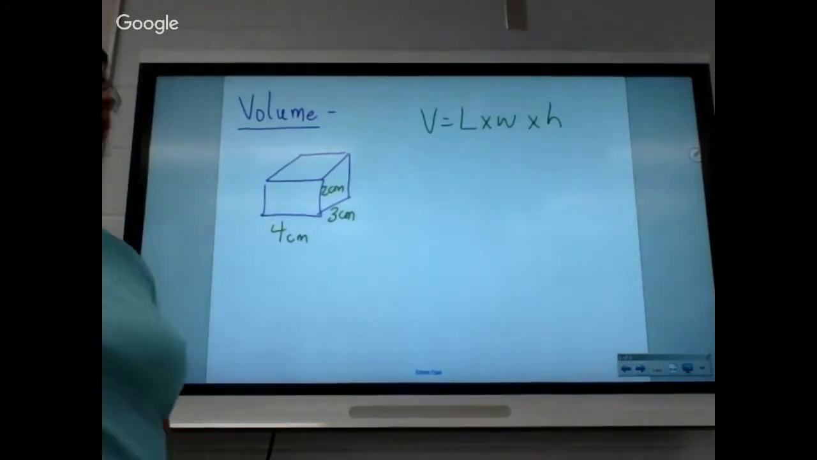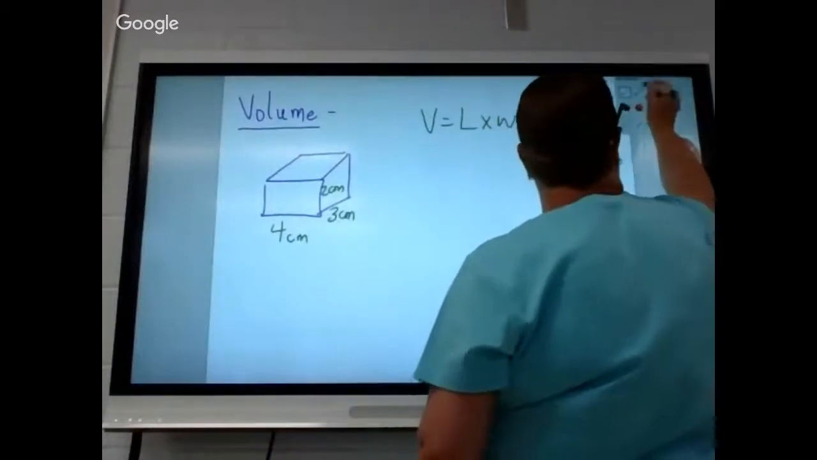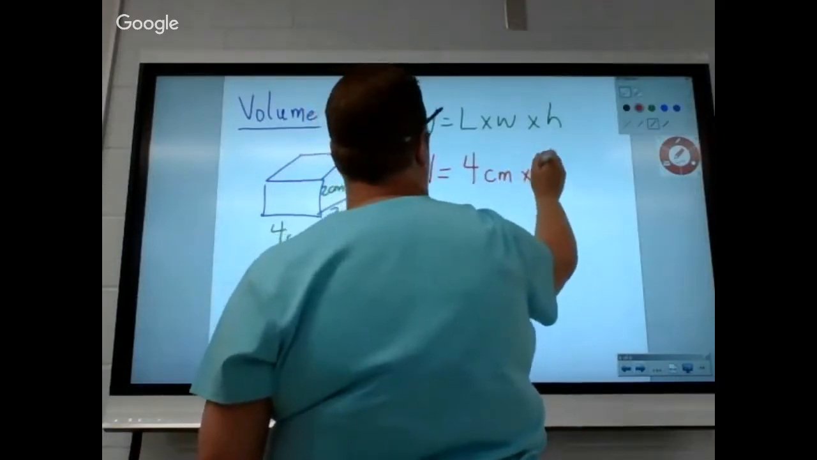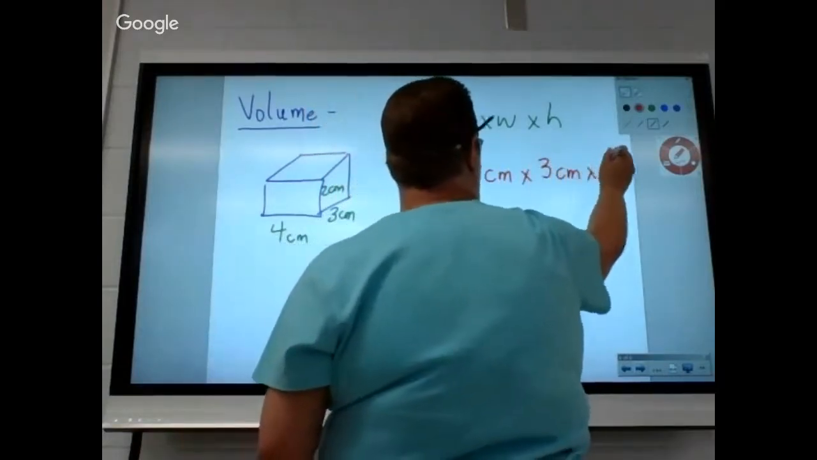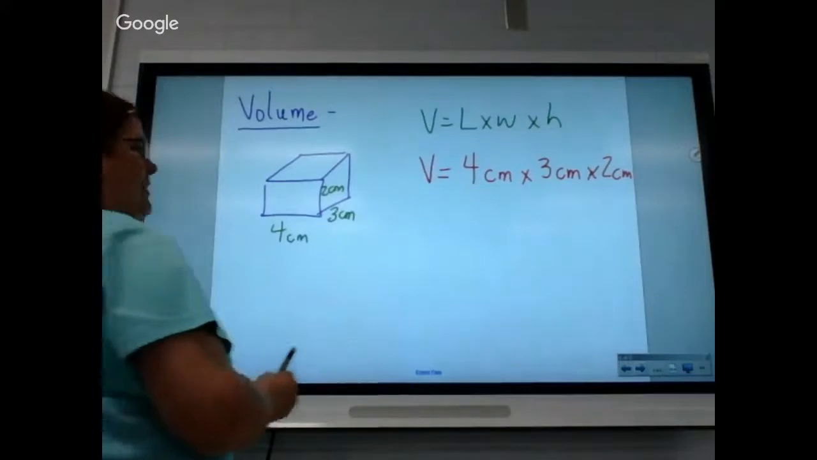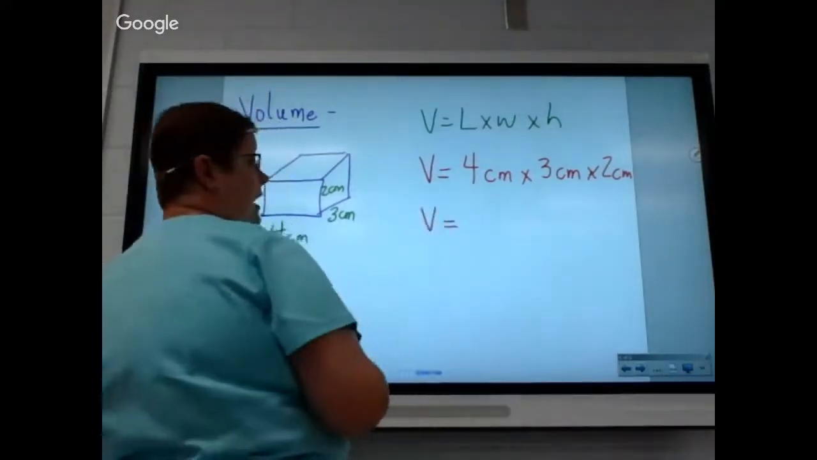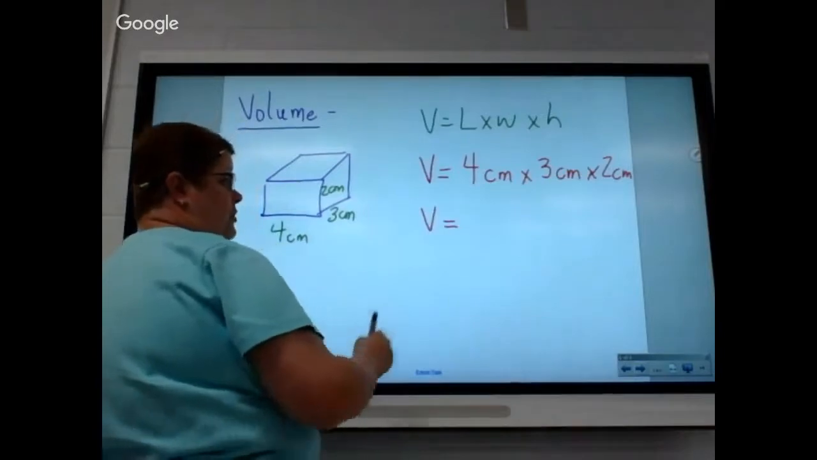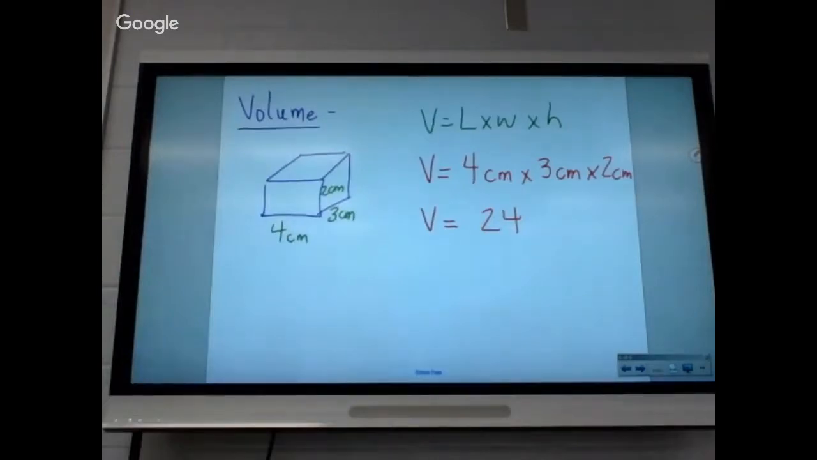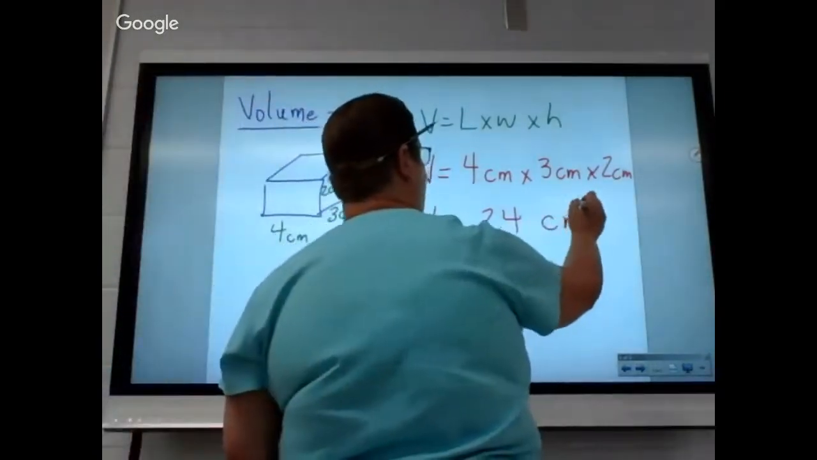Now, this time, when we go to calculate our answer, tell me how my answer is going to be different. That's exactly right. 4 times 3 is 12, times 2 is 24. And I think that was DeAndre's voice I heard. All right, centimeter times centimeter times centimeter. Did y'all hear what DeAndre said? What's going to happen when I say centimeter times centimeter times centimeter? It's going to be cubed. That is what he said.